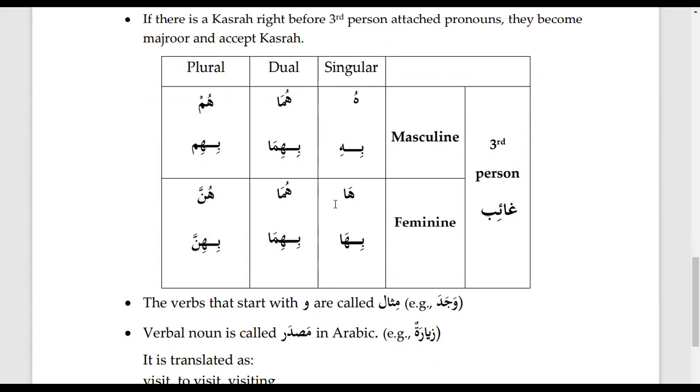So the third person, only the third person attached pronouns, whenever they have kasra right before them, then they become majroor and they accept kasra. Whereas the second person and the first person are mabni, they do not change.